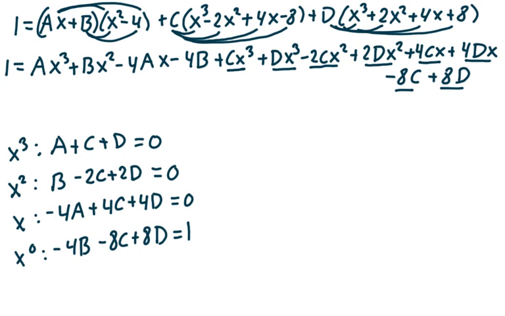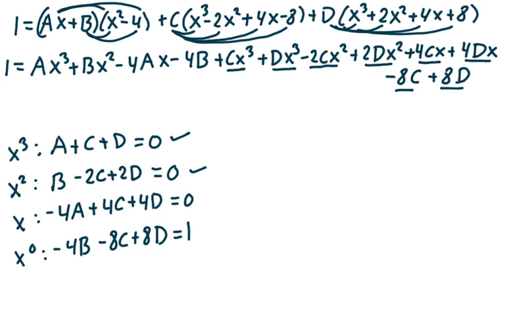Now, for x cubed, my equation is a plus c plus d equals 0. For x squared, my equation is b minus 2c plus 2d equals 0. For x, my equation is negative 4a plus 4c plus 4d equals 0. And for x to the 0, the constants, I have negative 4b minus 8c plus 8d equals 1.